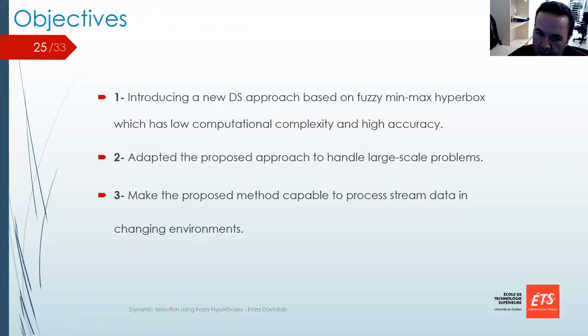So we are going to use hyperboxes in this project, and we have three major objectives as listed here. First, introducing a new dynamic selection approach based on fuzzy min-max hyperboxes, which has low computational complexity and high accuracy. Second, adapting the proposed approach to handle larger scale problems. And third, making the proposed method capable of processing stream data in a changing environment.